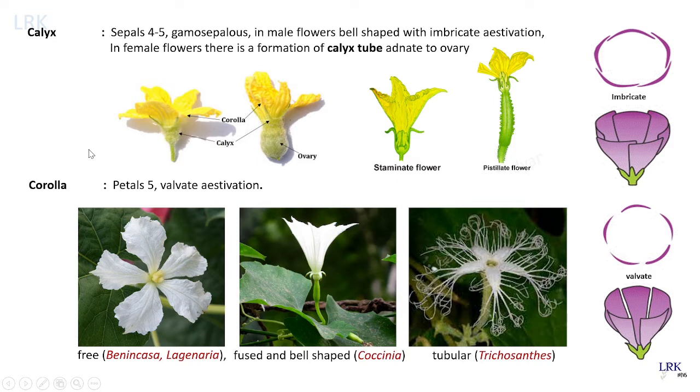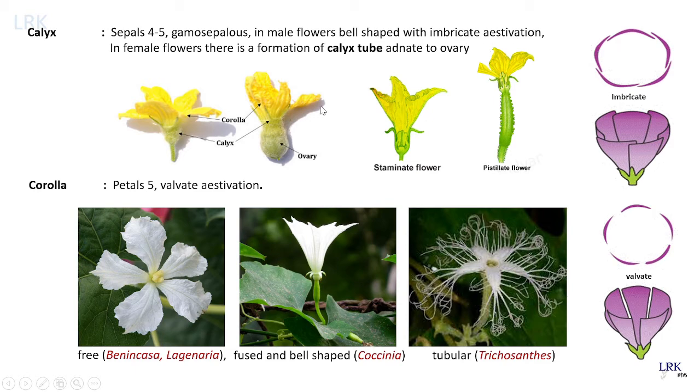Coming to the outermost whorl, sepals are 4 or 5 in number. They are gamosepalous, you can see here. All the sepals are fused. In male flowers, they form a bell-like structure with imbricate aestivation. What is imbricate aestivation? One sepal is completely inside, the opposite sepal is completely outside, and the three other sepals have one end inside and one end outside. Such an arrangement is known as imbricate aestivation.